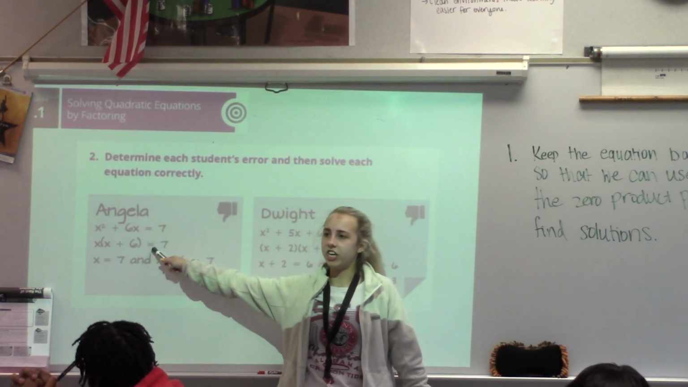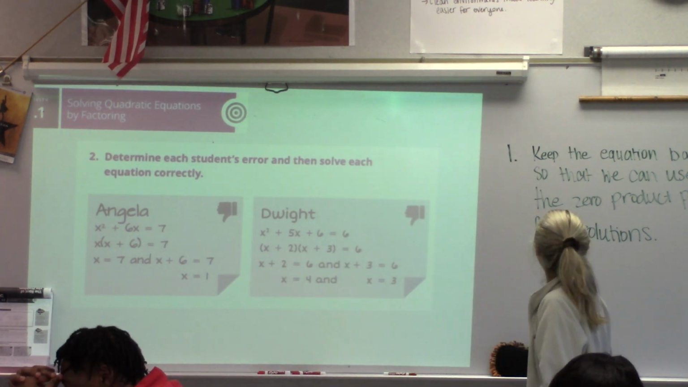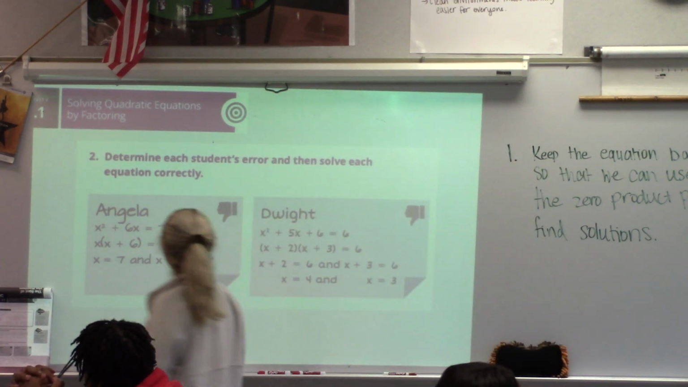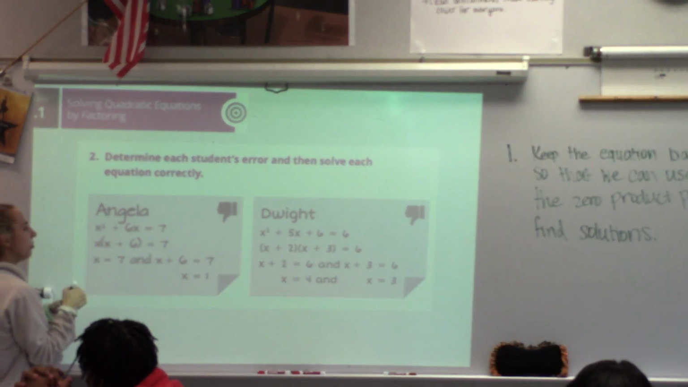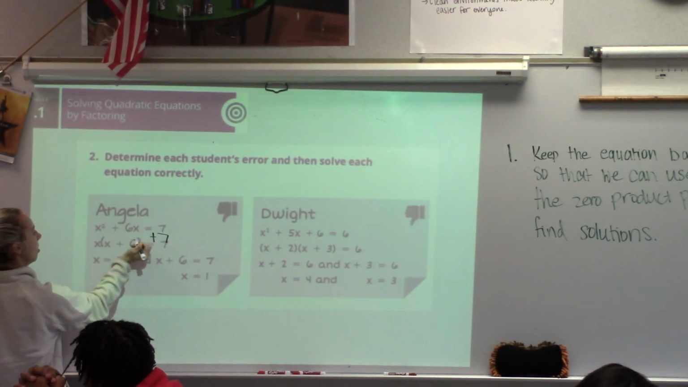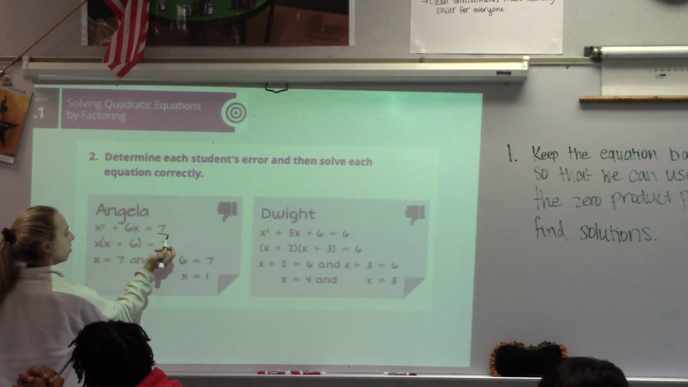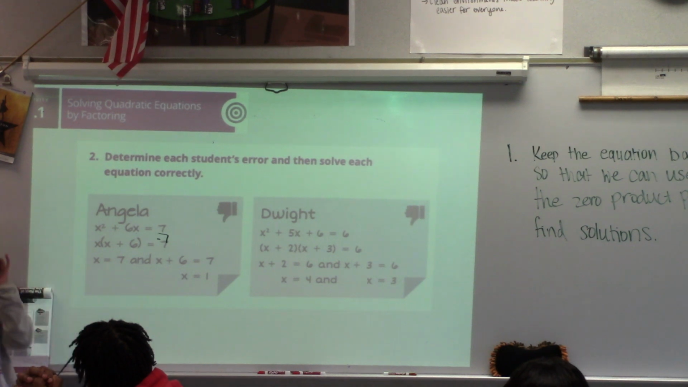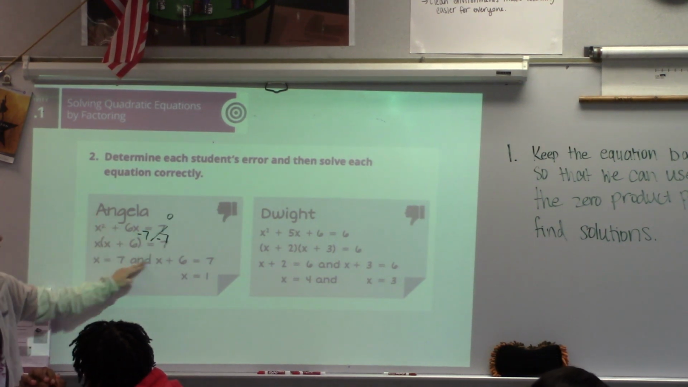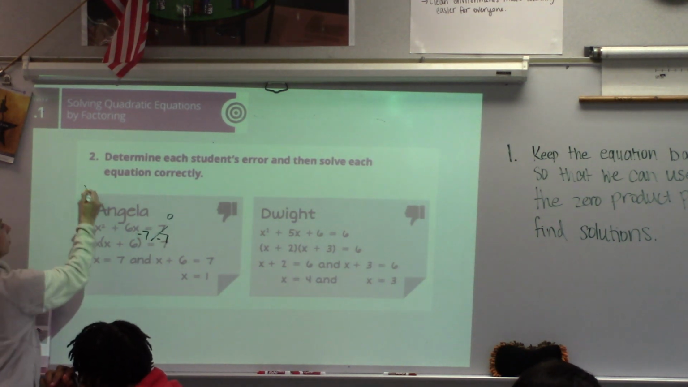Is that what Angela did? Okay, so what would Angela need to do? Right, she would have to create that 0 by first subtracting 7 from both sides, creating 0. Okay, so then how can I rewrite this side of the equation? x squared plus 6x minus 7 equals 0.